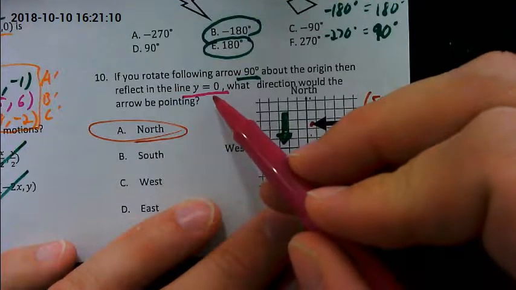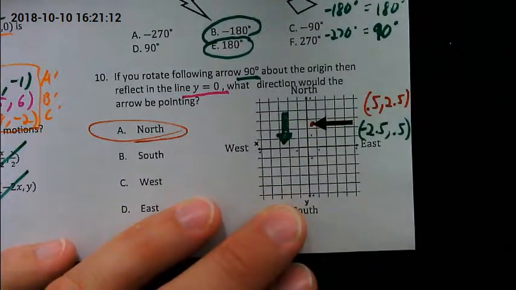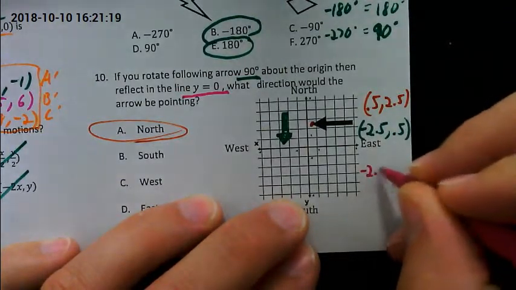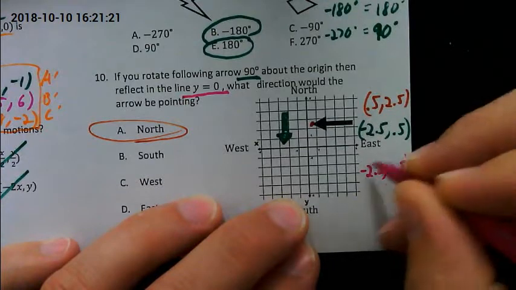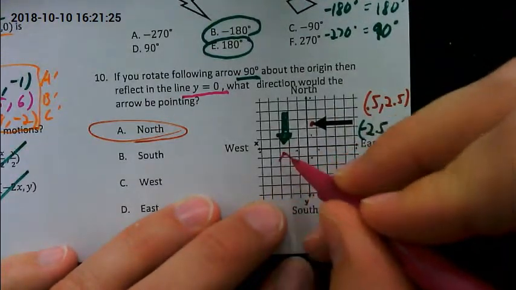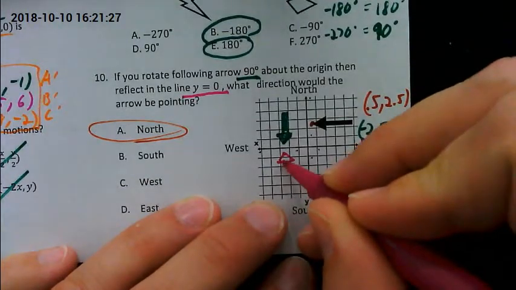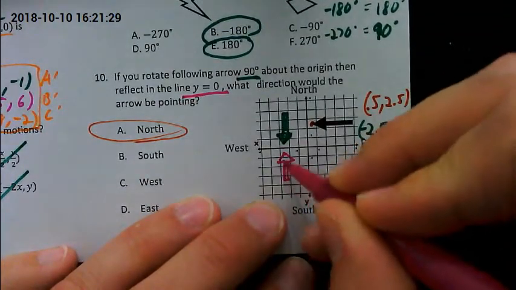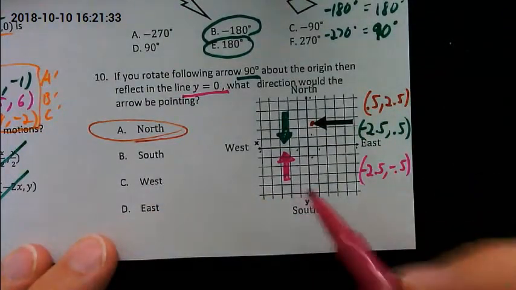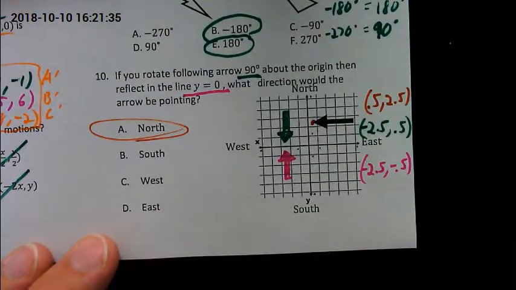The reflection in the line y equals 0, we're changing the y value because this is the x-axis, right? So, change the y value. So now my point is here, and my arrow would point up. If you need to, you could do more than just the one point that I used to help figure that out. But you would get an upward facing arrow.